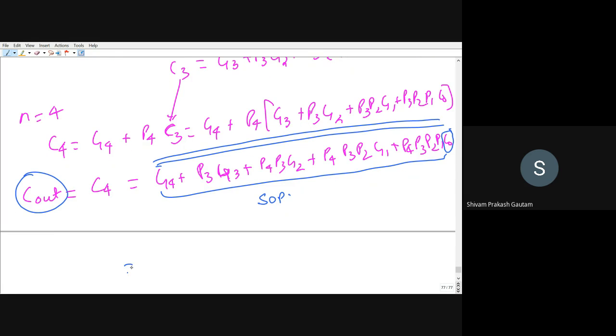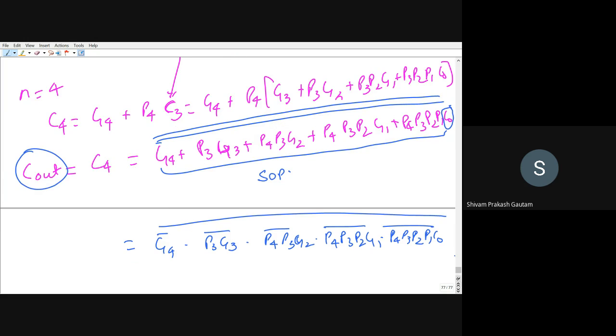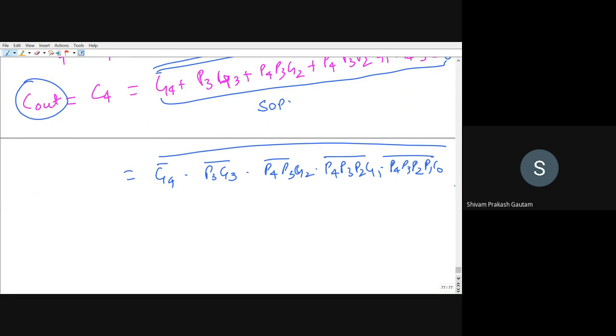So this will be equal to G4 bar multiplied by P3 G3 bar multiplied by P4 P3 G2 bar multiplied by P4 P3 P2 G1 bar multiplied by P4 P3 P2 P1 C0 bar, and whole bar. So this logic you can implement by NAND gate.